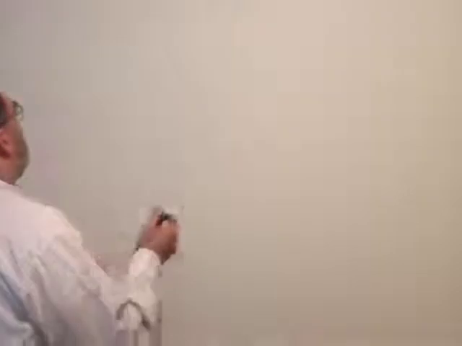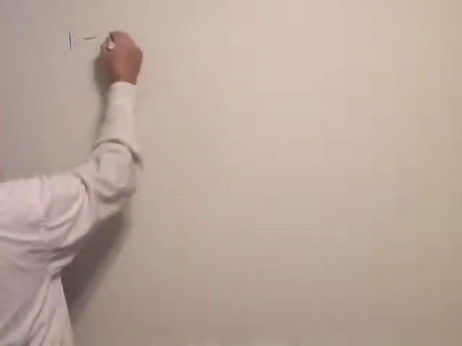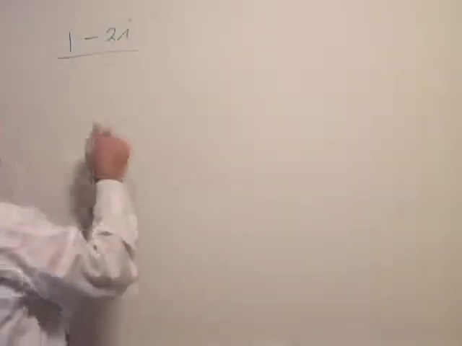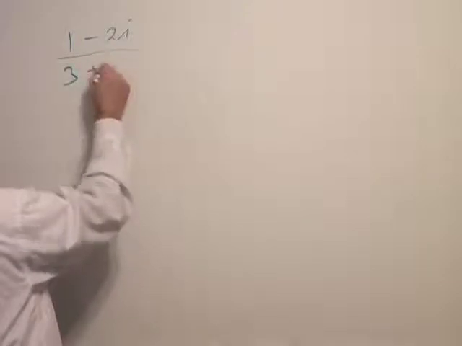As you might expect, division of complex numbers is a bit more complicated, and there's actually a little trick to it that's not terribly intuitive, but you need to learn it. So let's take our complex numbers we've been playing with, 1 minus 2i, and now we'll divide by 3 plus 4i.